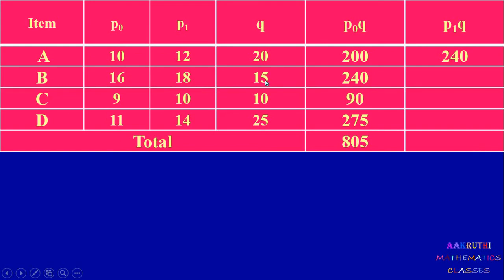So then it is 18 into 15. 18 into 15 is 270. Then it is 10 into 10, 100, 14 into 25, 14 into 25 is 350. Adding all this, we get summation of P1Q, and it is 960. So therefore, summation of P1Q is 960.